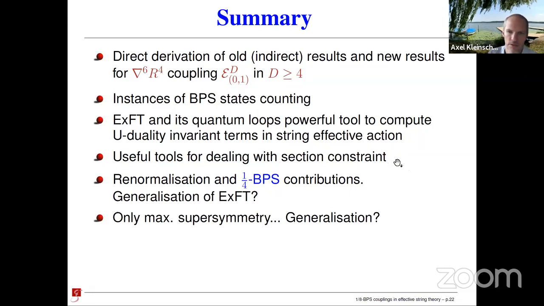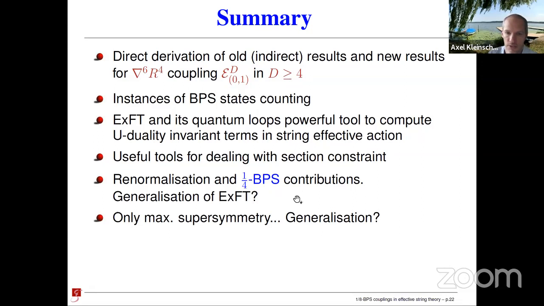And also what we found is that we had some way of dealing with these quarter BPS contributions. So maybe for people who are interested in these exceptional field theories, this might be an interesting point to connect to, because it's not known how to write down an exceptional field theory with 1/4 BPS states. And here, what we had to do in this context is to really find sort of an effective way of dealing with it. So maybe there's a way of using what we have been doing in a more systematic way to generalize this exceptional field theory in some way.